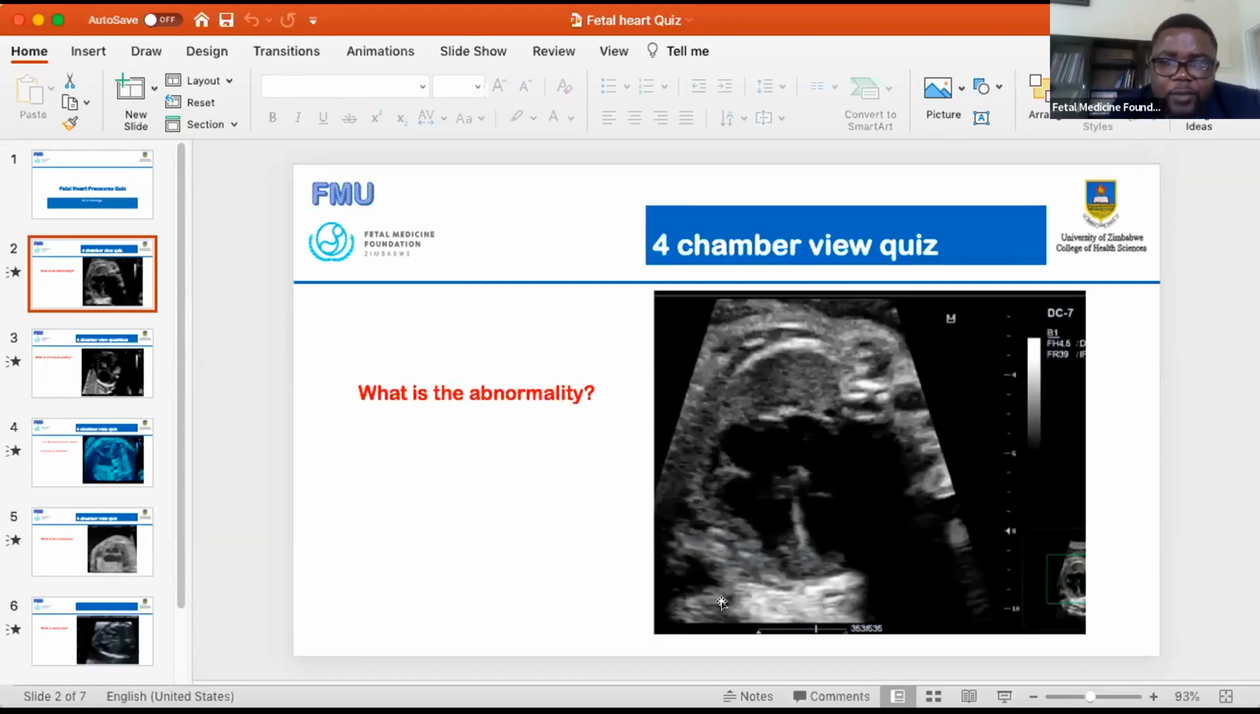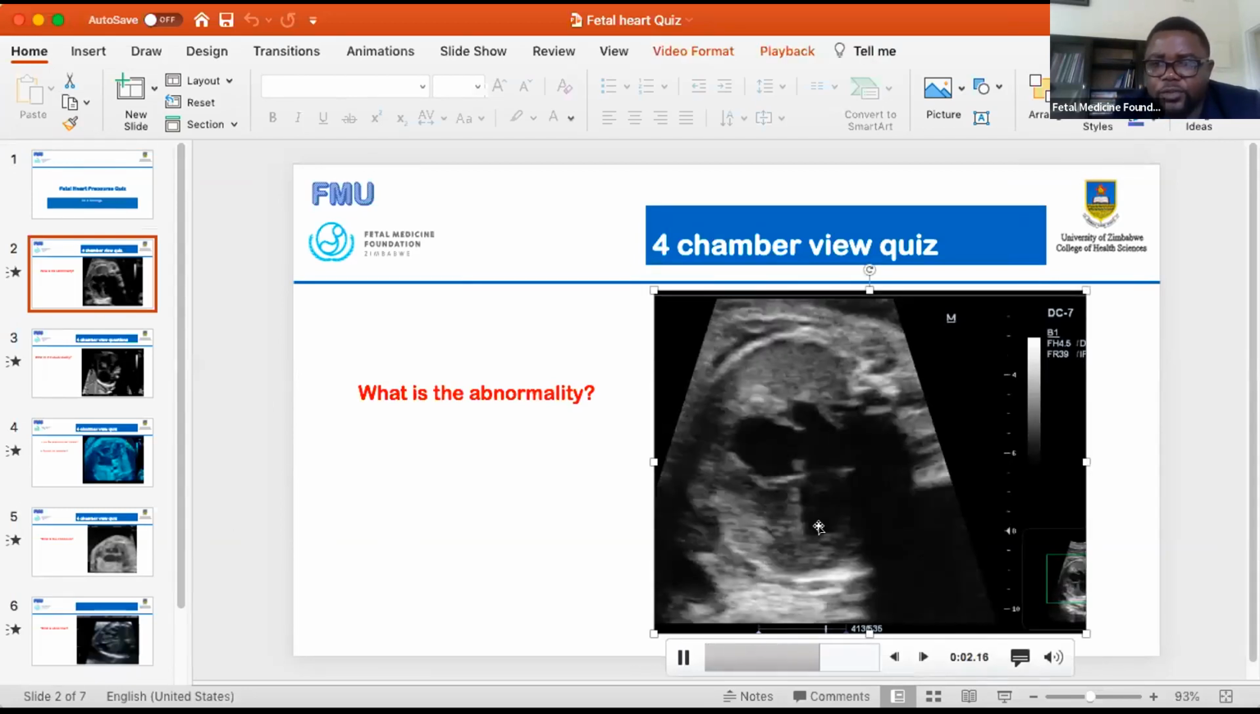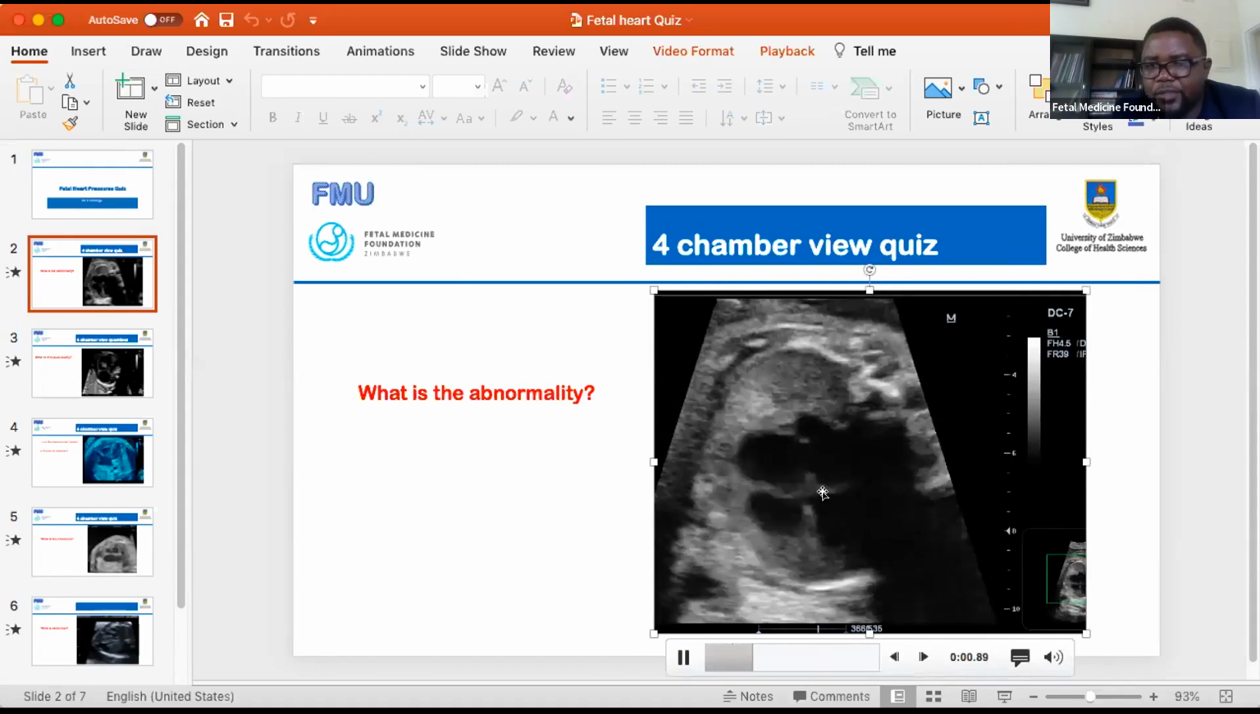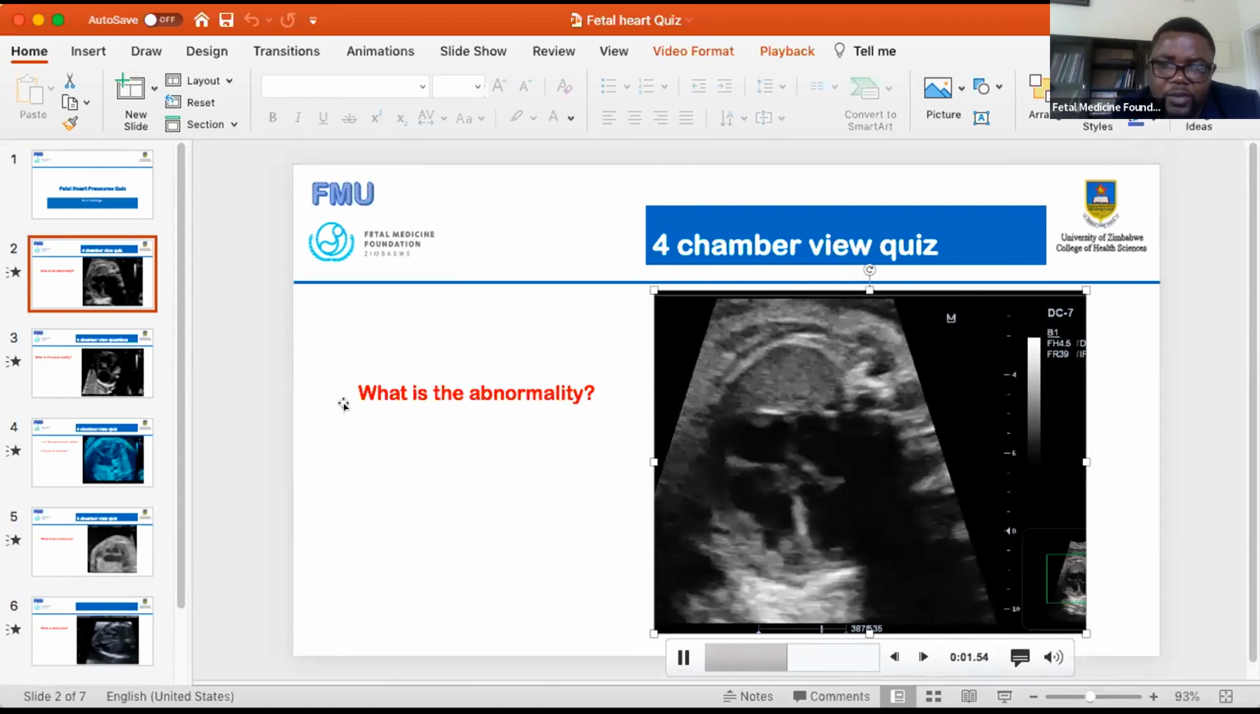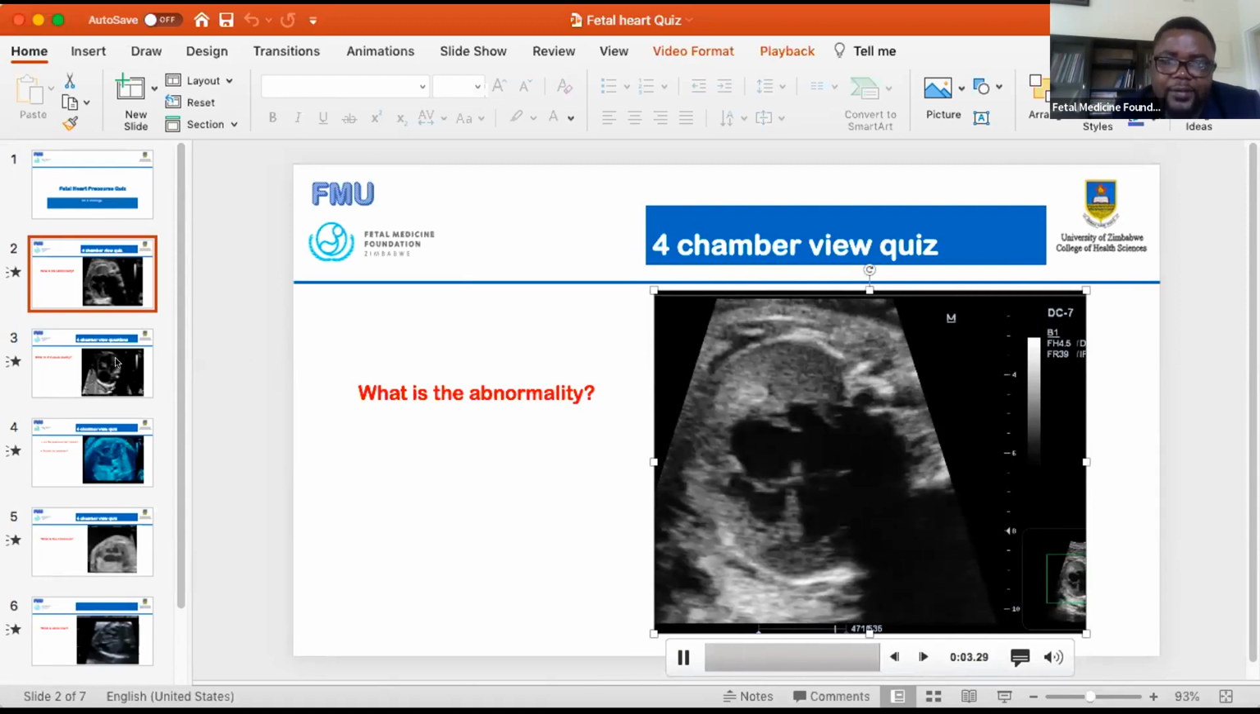So what is the abnormality here? You can answer yourself, but I've already told you that there is a fetal bradycardia due to a heart block here. The heart is not beating the way it should, as you can see.